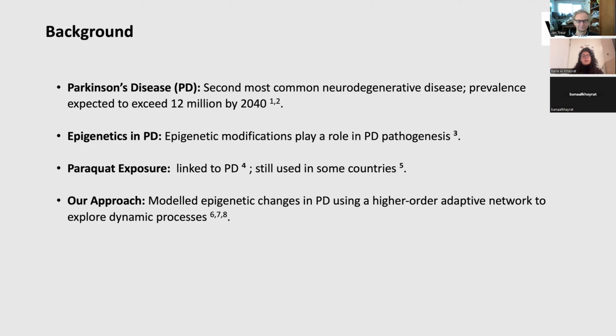So in conclusion, with the rise in PD cases and health risks by environmental factors like paraquat exposure, it is crucial to study these complex adaptive processes. Our model aims to shed light on how the environmental factors trigger epigenetic changes by providing a computational framework to analyze these interactions and their impact on neurodegeneration.